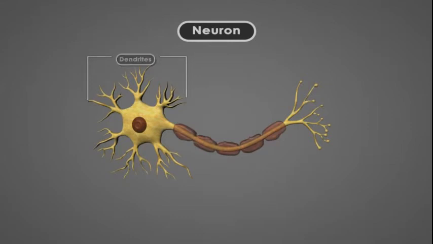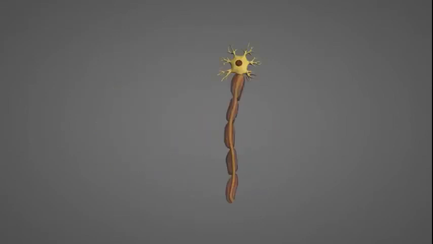Axons form a bundle together to form a nerve. Nerve tissue is very important tissue. It is concerned with the perception and responses of animals.